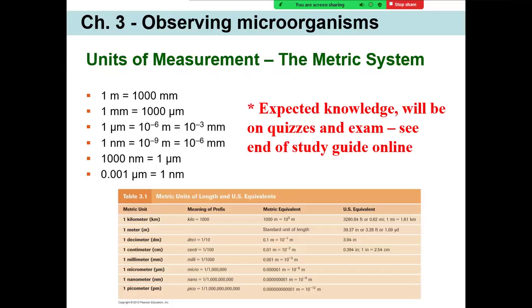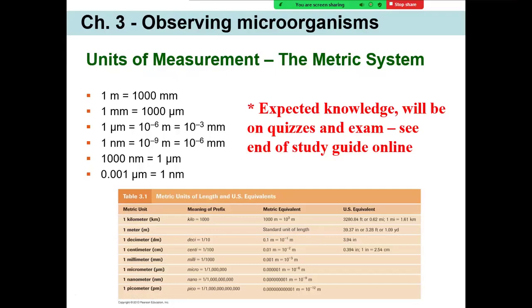Any questions about that? You are expected to know the metric system for the quizzes. You can see the study guide. I've got a metric quiz online to help you practice. You do not need to know converting the metric system to the English and vice versa. That is much harder. Any question about any of that?